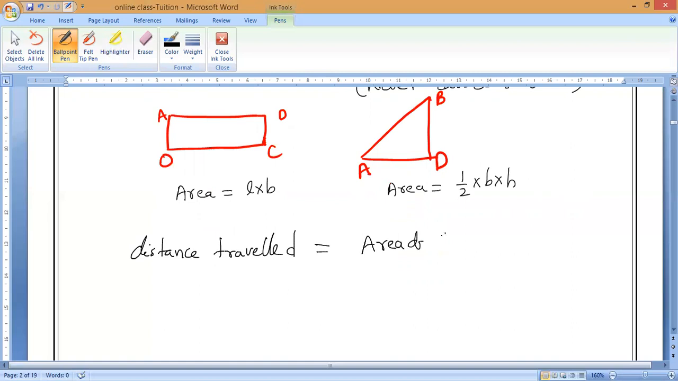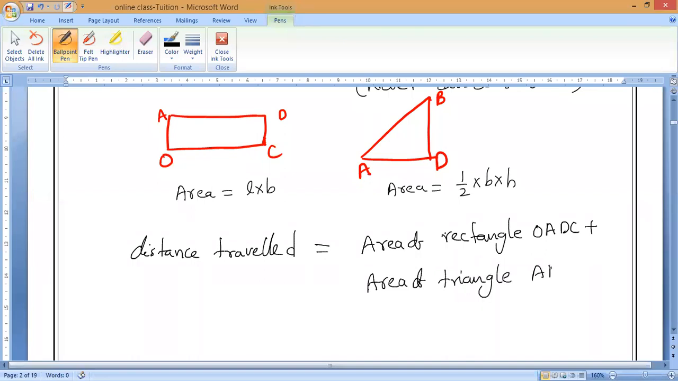Area of rectangle. What is this rectangle? OADC. Next, area of a triangle. What is that? ABD. Correct? That's all.